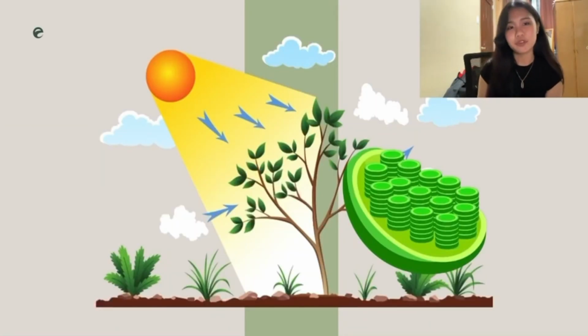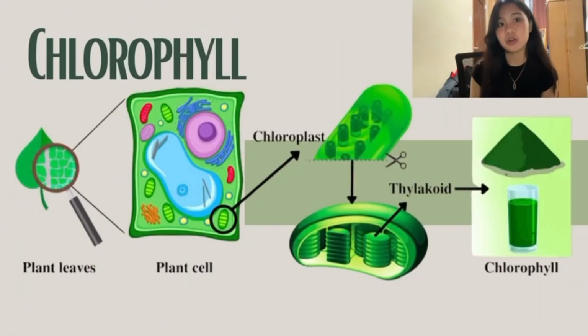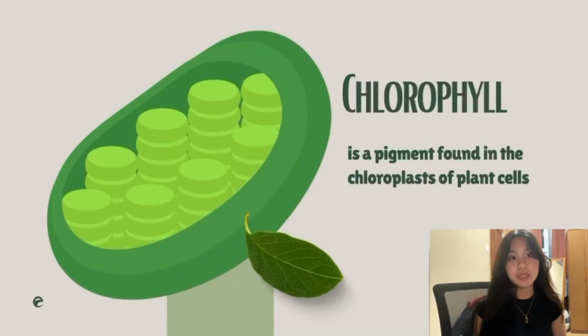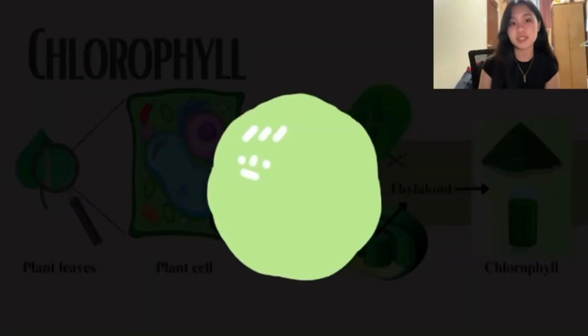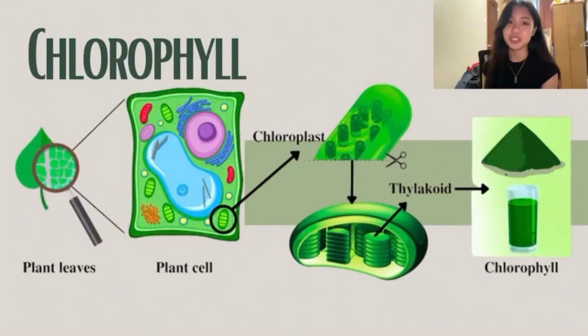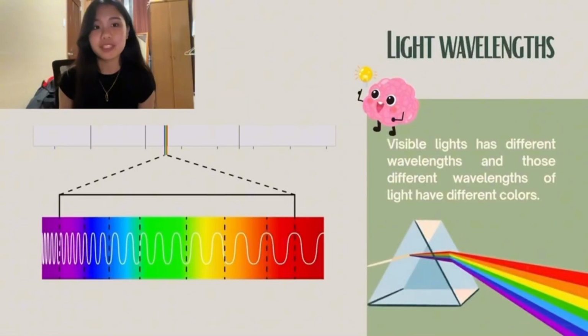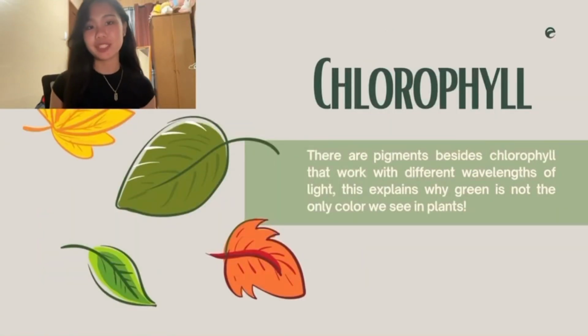To capture light for photosynthesis, plants rely on specialized pigments. These specialized pigments are called chlorophyll. Chlorophyll is a pigment that can be found in the chloroplasts of plant cells. Chlorophyll absorbs mostly red and blue light but reflects green, which makes plants appear green to our eyes. Let us recall that visible light has different wavelengths, and those different wavelengths of light have different colors, which explains why green is not the only color we see in plants.